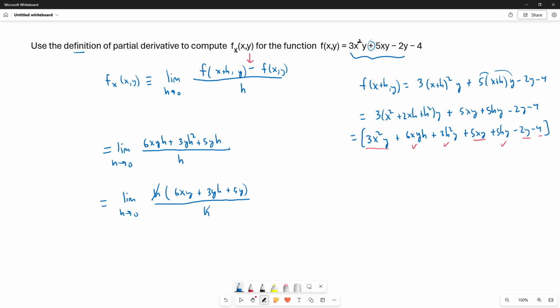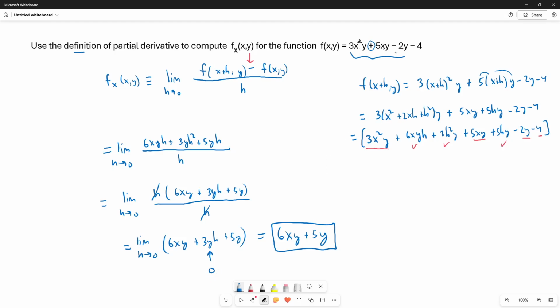The h cancels, and now we are left with the limit as h approaches 0 of 6xy plus 3yh plus 5y, and when h goes to 0, the first and third terms are unaffected, but the middle term becomes 0 because it has an h. So 6xy plus 5y is our final answer.